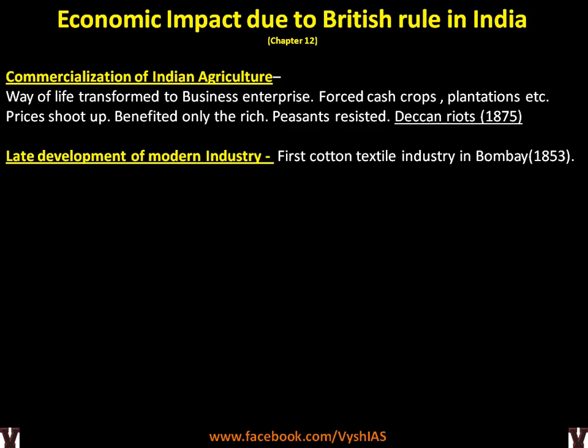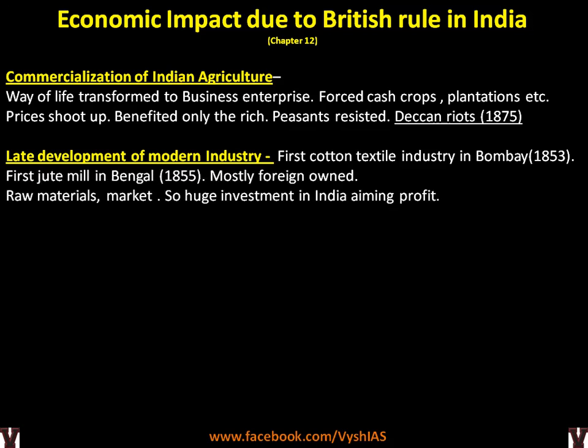Late development of modern industry. The industrial revolution was in full flow in England, but in India nothing was promoted. The Britishers only cared about creating road and rail networks, taking raw materials from here, and then the cheap machine goods from England would come to India. Just to give a timeline, the first cotton textile industry in Bombay came in 1853, and the first jute mill came in Bengal in 1855. Just see the place names and times.